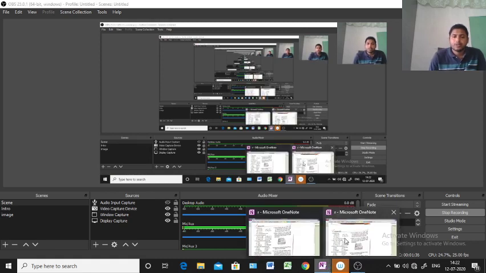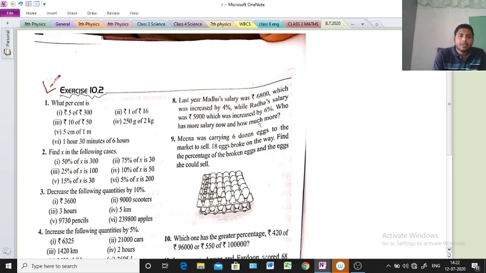Okay, see exercise 10.2, first question. What percent is rupees 5 of rupees 300? This is the question. What percent is rupees 5 of rupees 300?